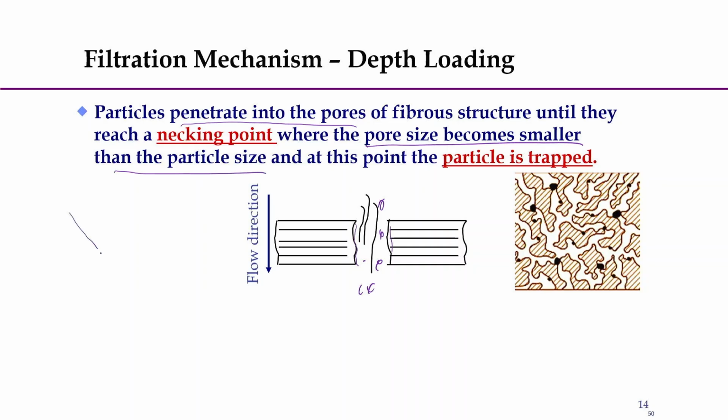Like this, suppose this is the pore and the particle is moving. When this particle is moving, it will be trapped at this point, because the pore dimension is not uniform. So, at this point you can see this particle is getting trapped. So, this place is in the depth of the structure, within its depth. So, particles are trapped.